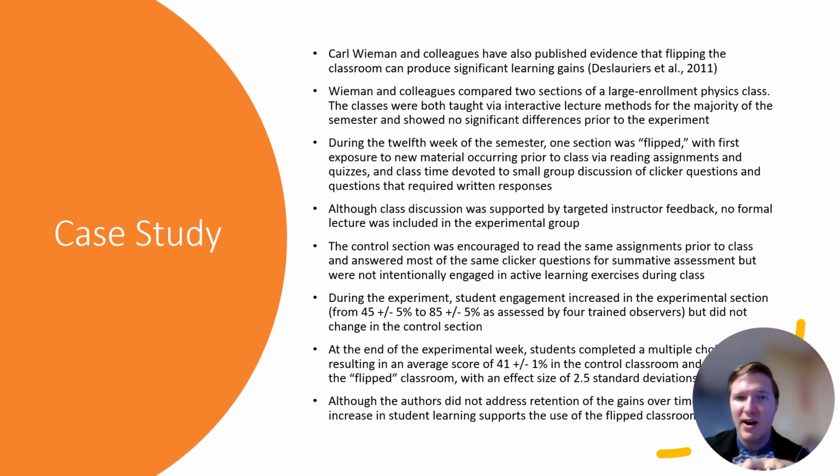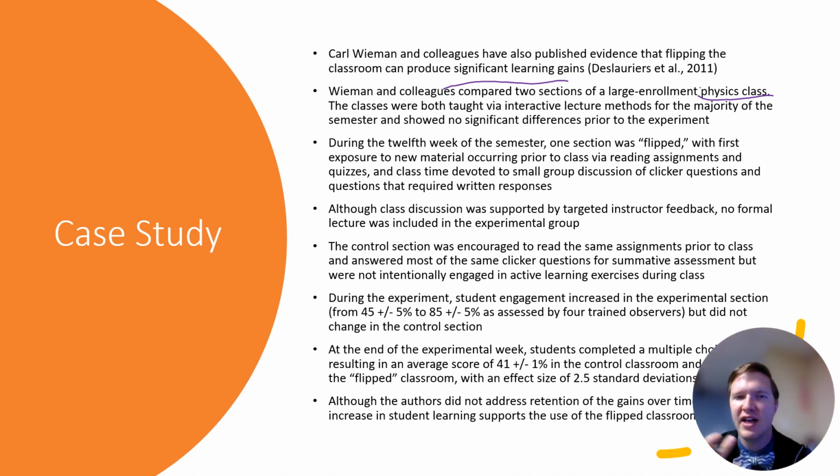Another case study, once again, this was also published, that flipping the classroom can produce significant learning gains, right? So they had two sessions of a large enrollment physics class, much more physiology based, where they were taught with interactive lecture the majority of the semester, and there was no difference to the prior experiment. But during the 12th week of the semester, they flipped that class. So they had their first exposure prior to coming to class.